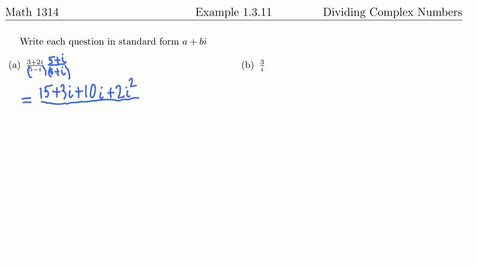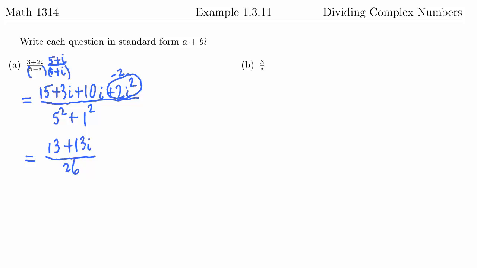5 minus i times 5 plus i, that uses a plus bi times a minus bi is a squared plus b squared. So this becomes 5 squared, because that's the number there, and the number in front of i is 1, so plus 1 squared. Then you simplify. 15, and this makes a negative 2. 15 minus 2 is 13. 3i plus 10i is positive 13i. All divided by 25 plus 1, which is 26.